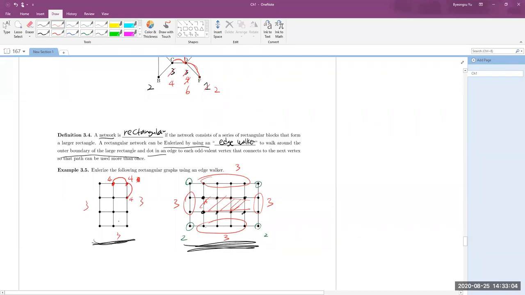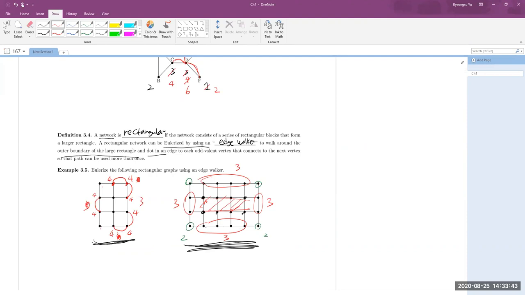Likewise, you can add some edges here to change the degree of this one to 4. And you can add edges here so that all the vertices have degree 4, except those two corners, but those also have even degrees. So you can find the Euler circuit in the graph. Eulerizing the graph is nothing but adding some edges so that the graph has an Euler circuit, right? Does it make sense? Or do you have any questions?